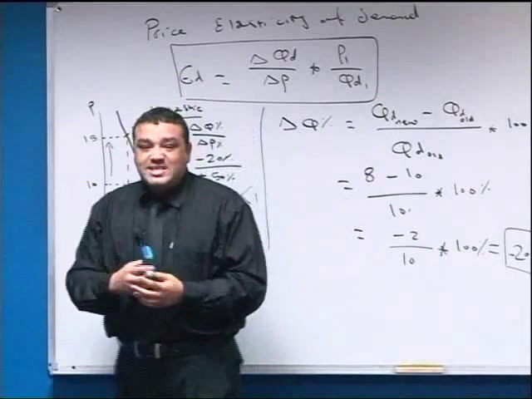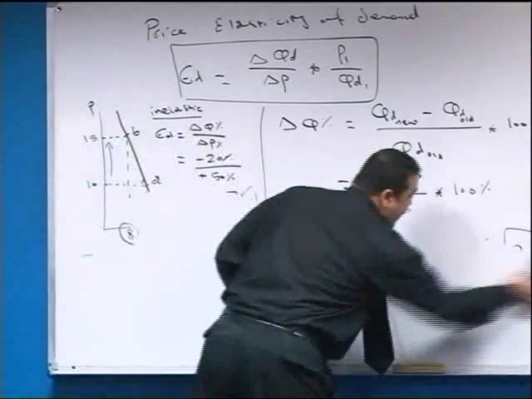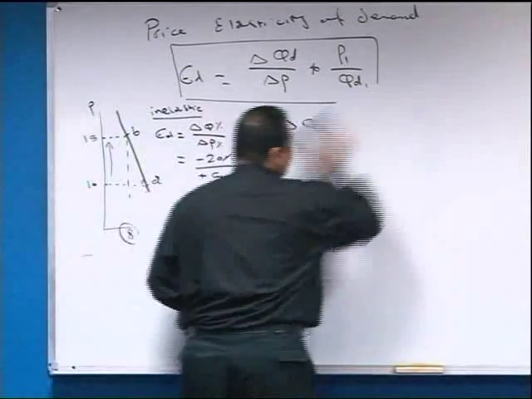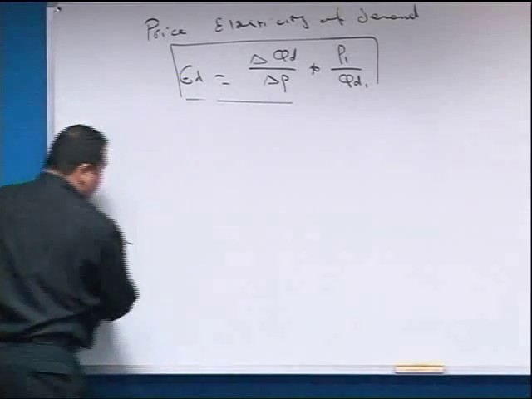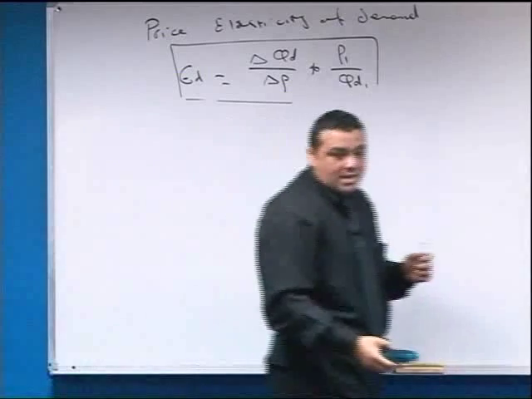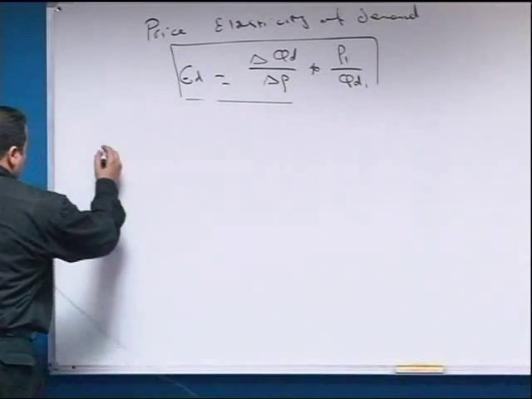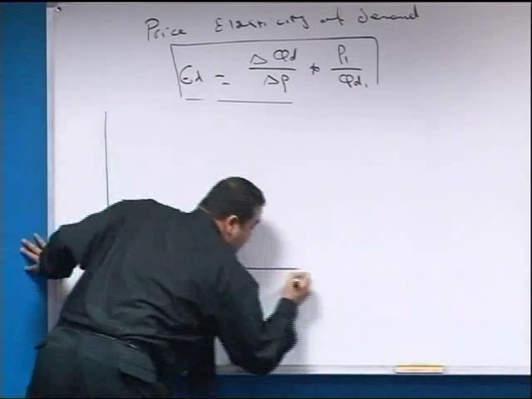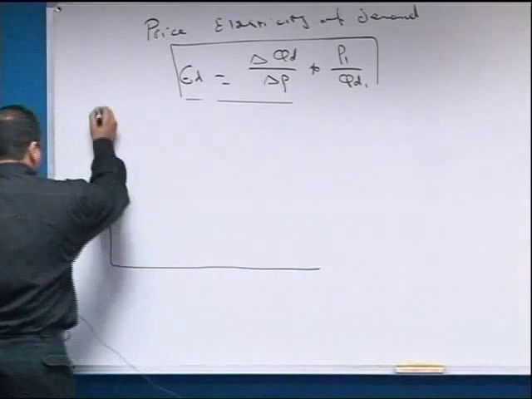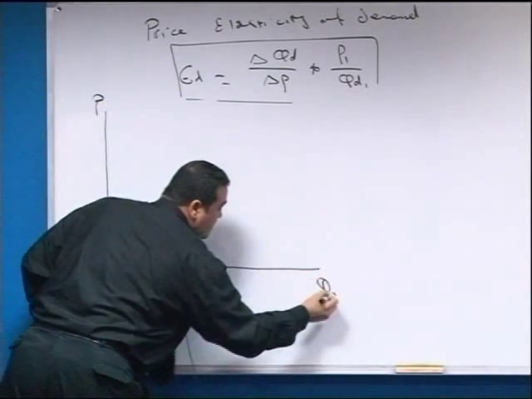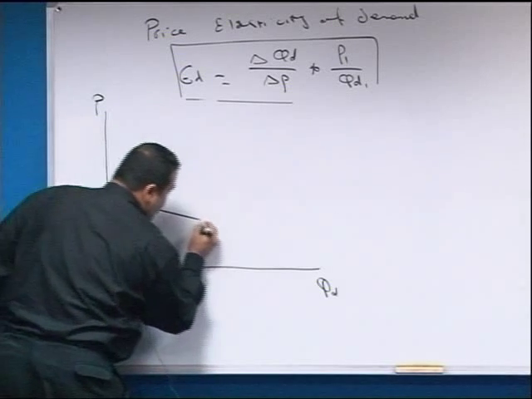Let's go to the second case, when the demand is elastic. The demand is elastic means that the percentage change in the quantity demanded is larger than the percentage change in the prices, or the demand curve is close to a horizontal line. So this is the price, QD, and the demand curve is close to a horizontal line.